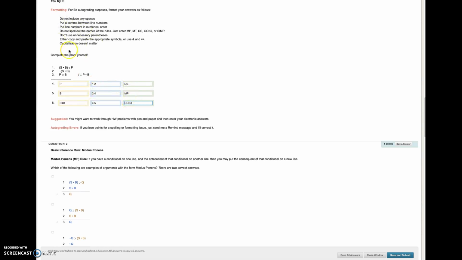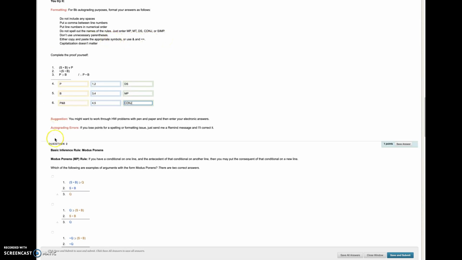Now, a bit about formatting. All this formatting stuff up here matters. You'll get used to it pretty quickly, but we're not going to use any spaces. We'll always put commas between our line numbers here. We'll always put our line numbers in numerical order. Don't spell out the rules. Use these acronyms. There's only 5 rules, and I will include these formatting instructions all the time.